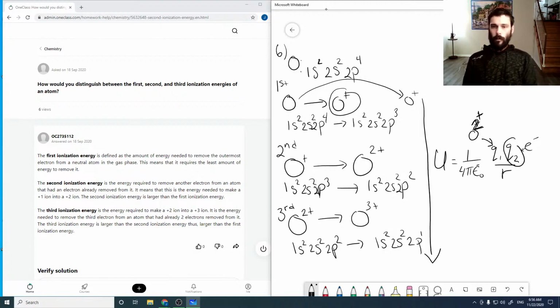Okay, so it always takes more energy for the third ionization energy than the second and the first, and it's just because you're now removing electrons from a positively charged core.